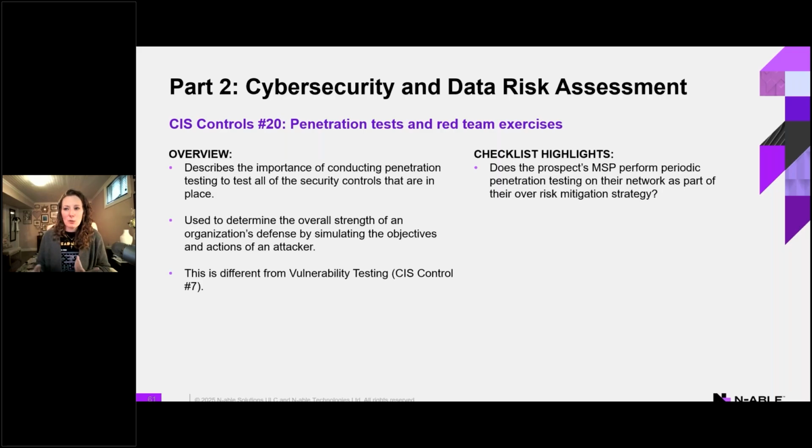There are 8 components that are part of this particular control, but really there's just one key item that we want to pull from that to add to our assessment checklist: does the prospect's MSP perform any sort of pen testing on their network as part of their overall risk mitigation strategy? Are they doing it on a regular basis?